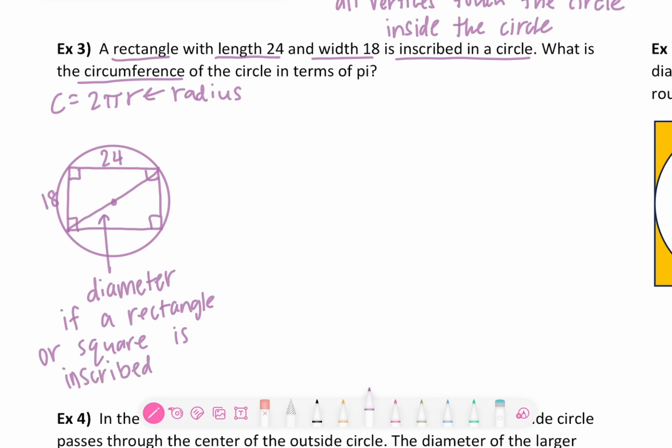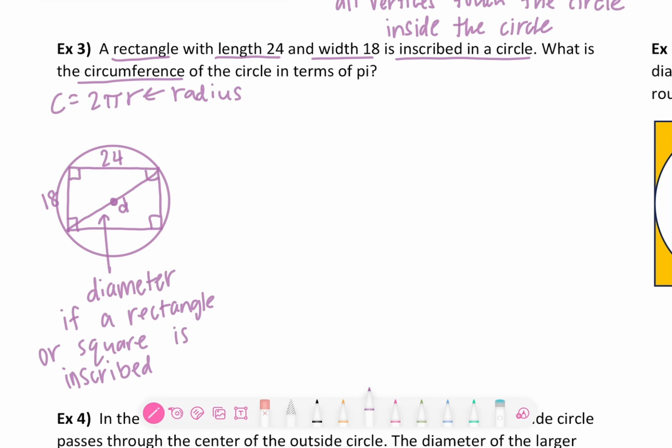Okay, that won't work if you're inscribing some other type of shape, like a triangle or some other kind of four-sided shape. But if it's a rectangle or square, it will work. Now, there's more to why that works. Right now, I just need you to know that that is always going to be true, that is going to be the diameter. So I'm going to put D for diameter right there.